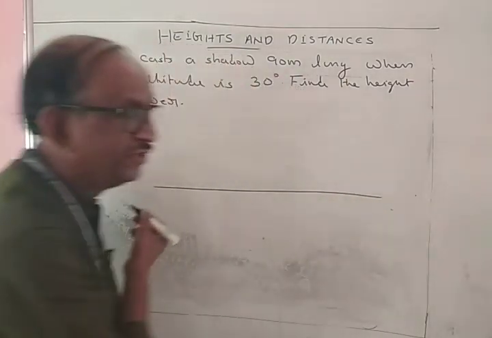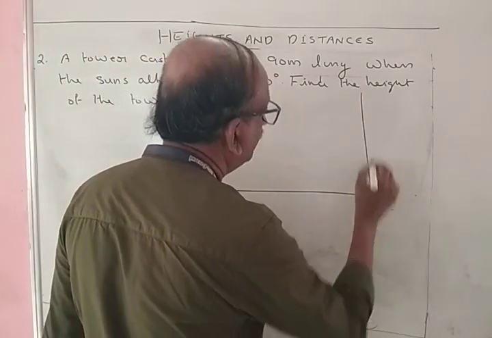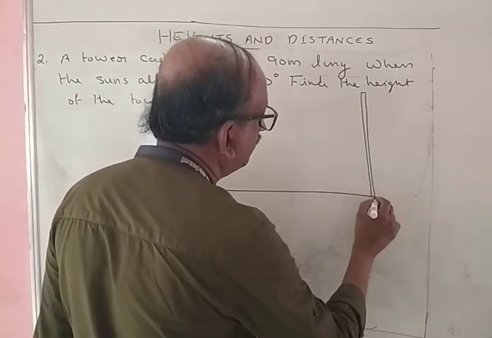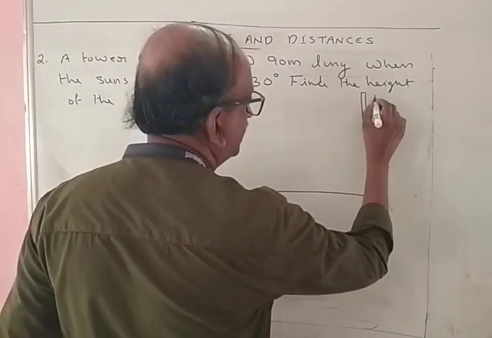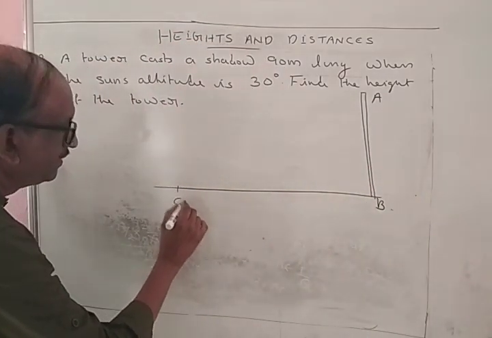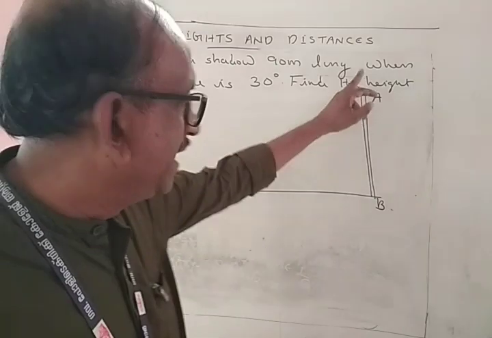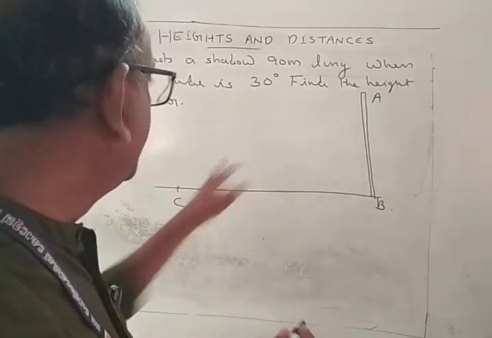This is the ground. And this is the tower, and the tower is AB. And the shadow is BC. BC is the shadow, AB is the tower. Complete the triangle. Draw AC.